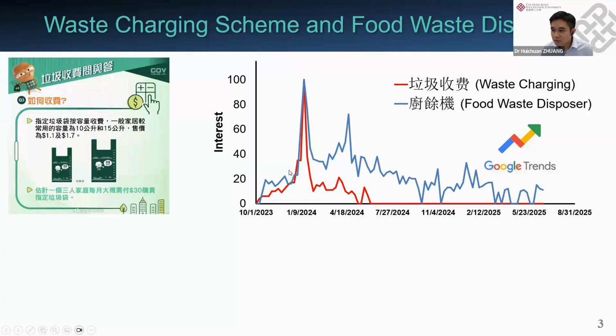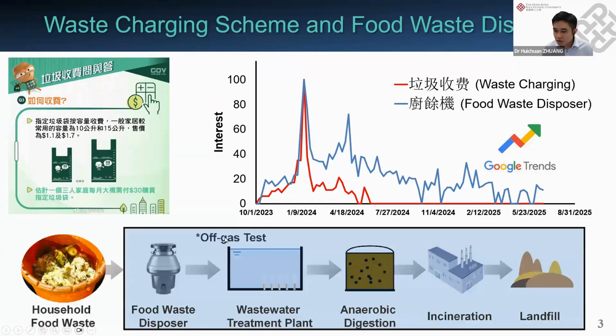So we believe that if the charging scheme is applied, part of the food waste will be discharged directly into the sewer. So we want to answer the question: if that happens, what is the effect on the sewage treatment plant, and also the carbon emission or energy consumption of that action?